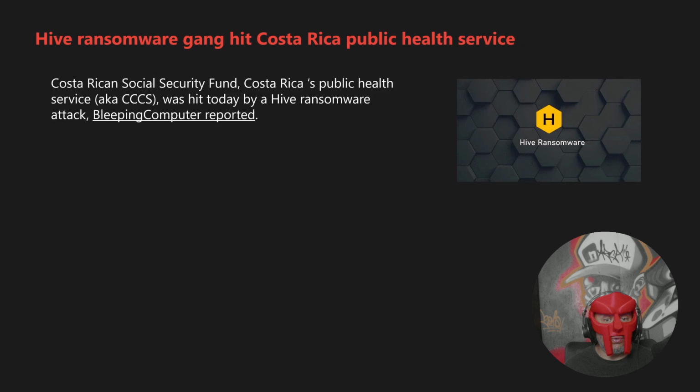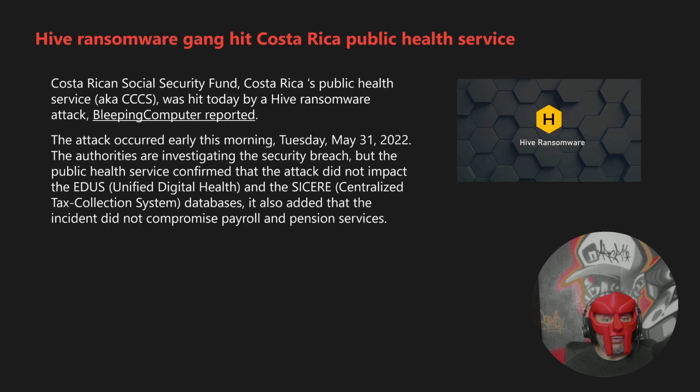The Costa Rican Social Security Fund, Costa Rica's Public Health Service, was hit last week by a Hive ransomware attack, Bleeping Computer reported. The attack occurred early in the morning of Tuesday, May 31st, 2022. The authorities are investigating the security breach, but the Public Health Service confirmed that the attack did not impact the EDUS (Unified Digital Health) and the SCIM (Centralized Tax Collection System) databases. It also added that the incident did not compromise payroll and pension services.